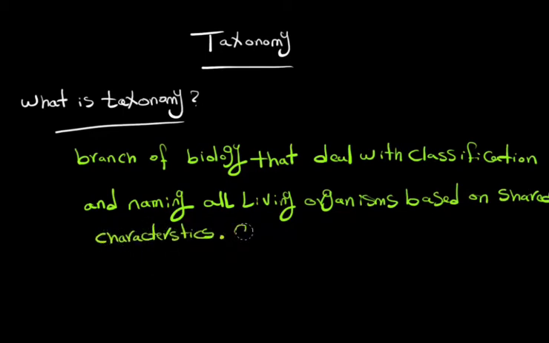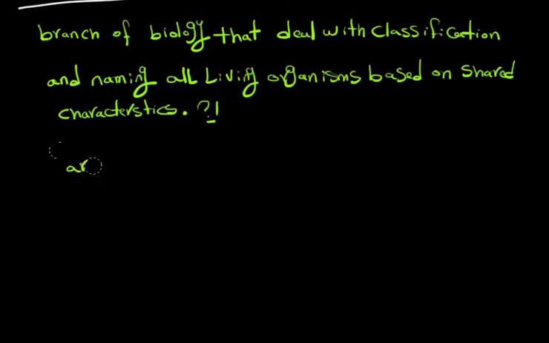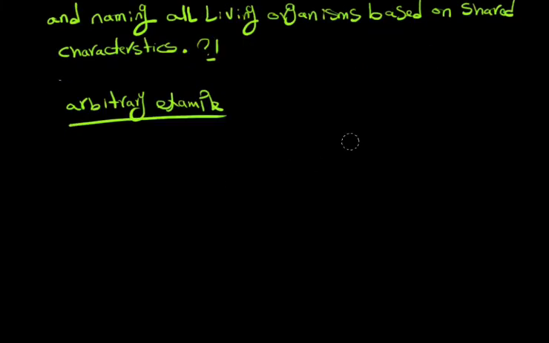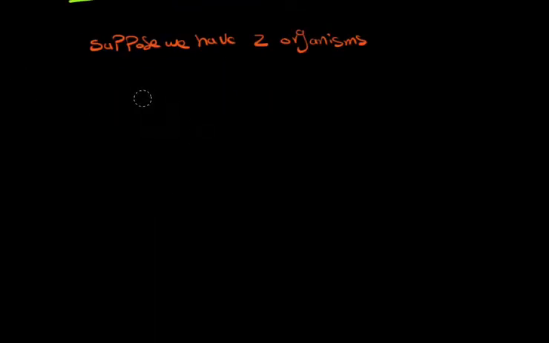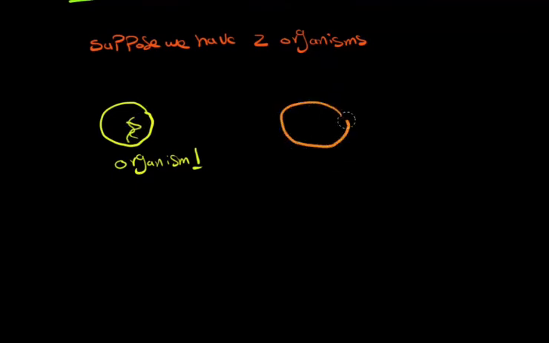Let's take an arbitrary example. This example is designed to give you an idea of how classification works. Suppose we have two organisms, organism 1 and organism 2. Organism 1 is drawn in yellow and here is its genetic material. Organism 2 is in orange and here is its genetic material.